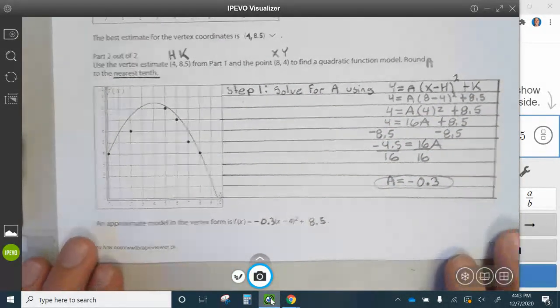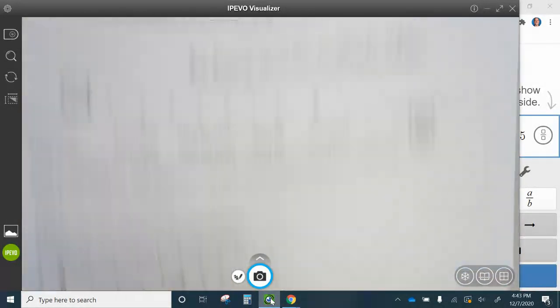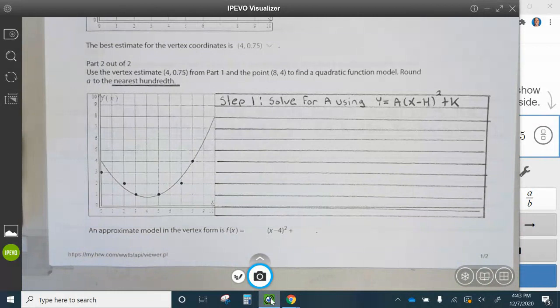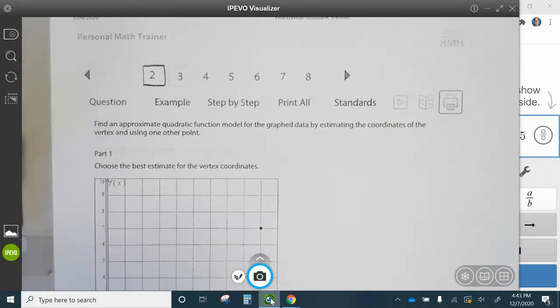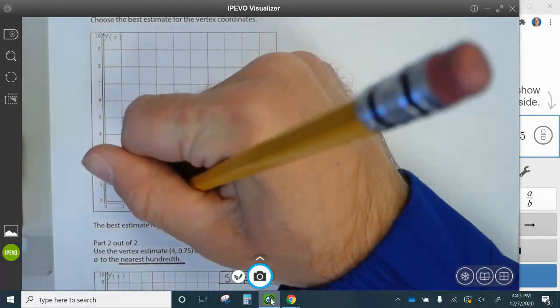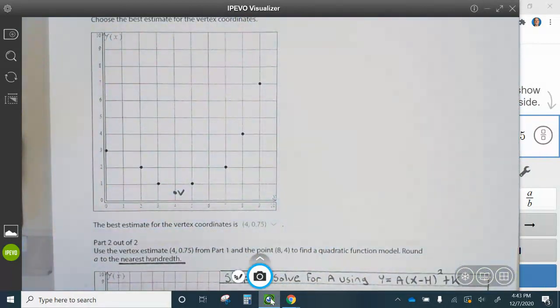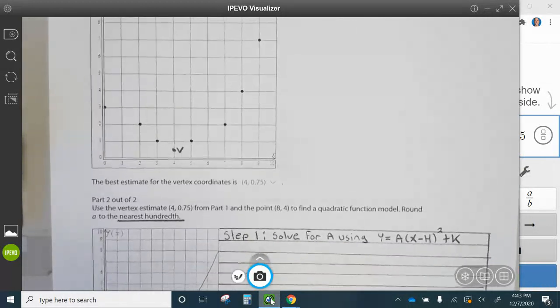All right, let's go ahead and move on to question number 2. Find an approximate quadratic function model for the graph data by estimating the coordinates of the vertex and using one other point. Part 1, choose the best estimate for the vertex. So the best estimate for the vertex is right here. This is your vertex, 4, 0.75.